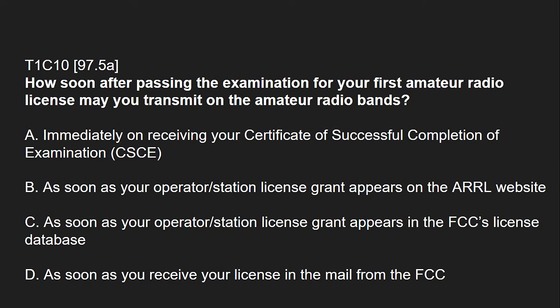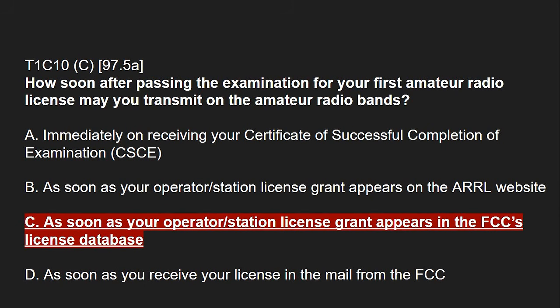T1C10, how soon after passing the examination for your first amateur radio license may you transmit on the amateur radio bands? The answer is as soon as your operator station license grant appears in the FCC database. So depending on your testing group, you could have your license in just a few days if it shows up on the FCC's license database. Now, if you're upgrading from technician to another class, you're able to use those privileges as soon as you leave the test session after you've been issued the paperwork there.